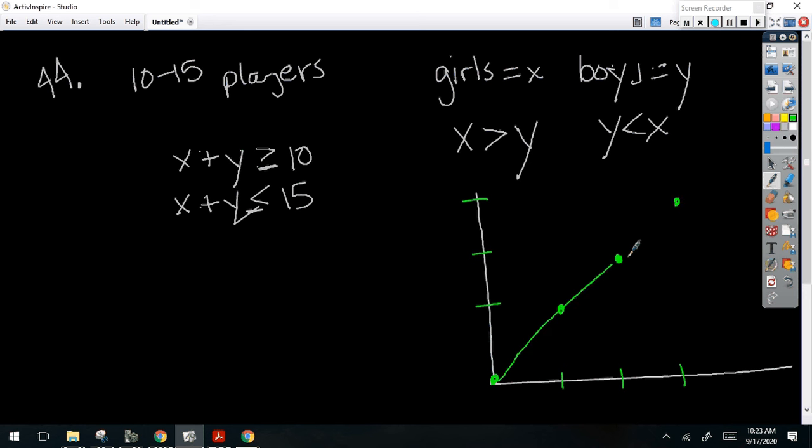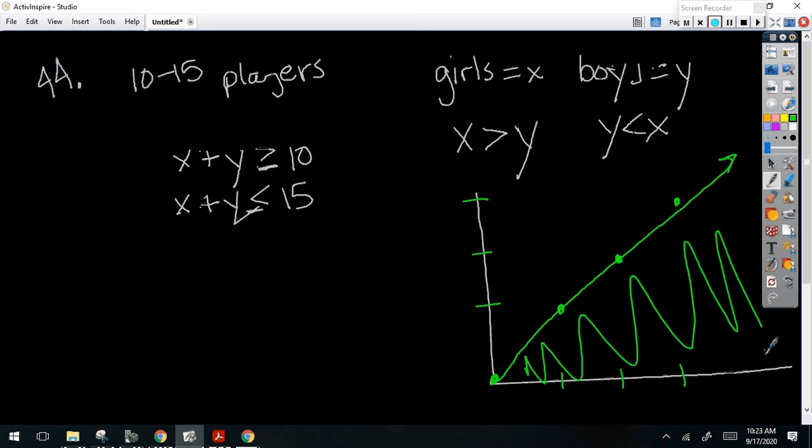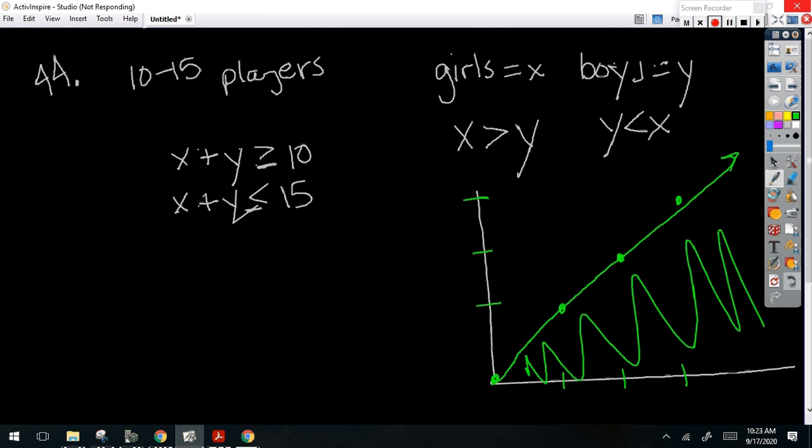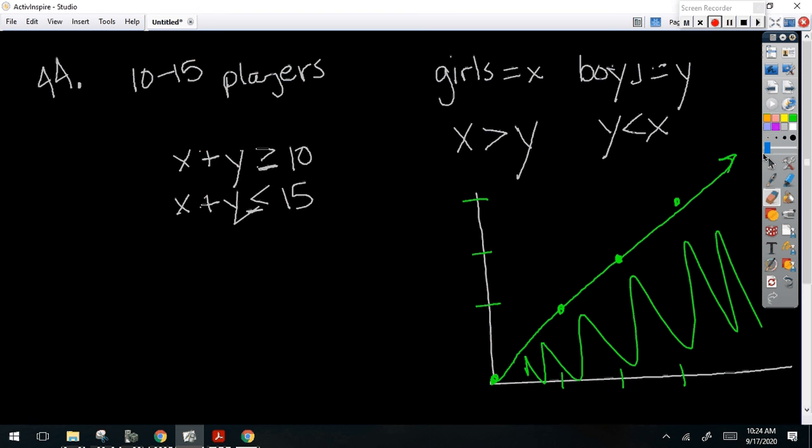Okay, let me graph these two really quickly. I have a y-intercept of 10. This is equal to, and so it's going to be between these two lines, 10 and 15. And so I'm in between. So here is my feasible region.